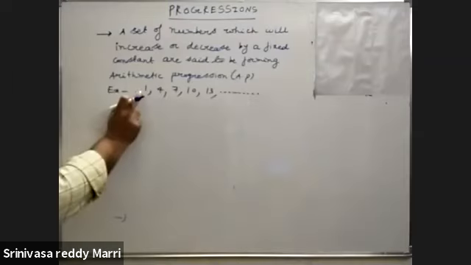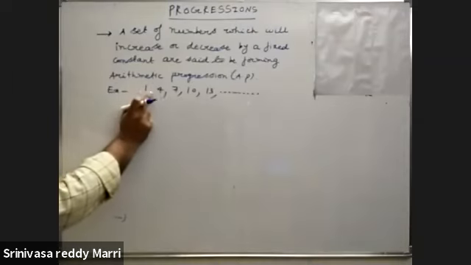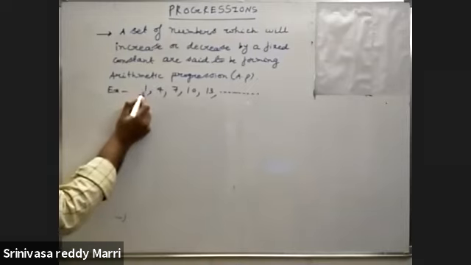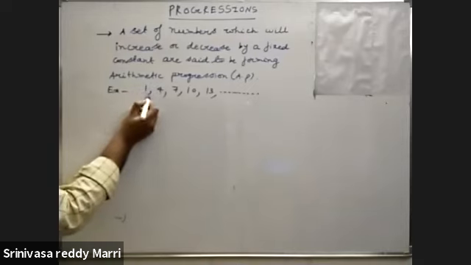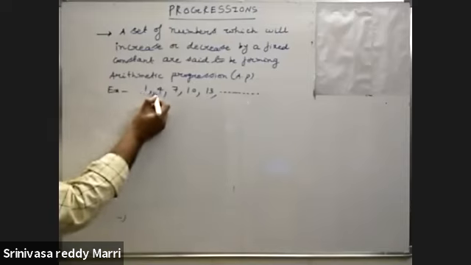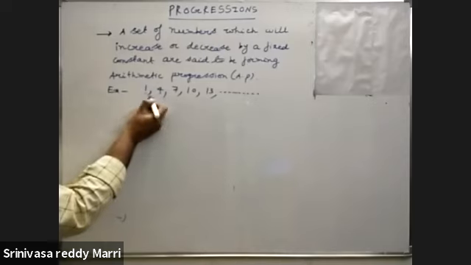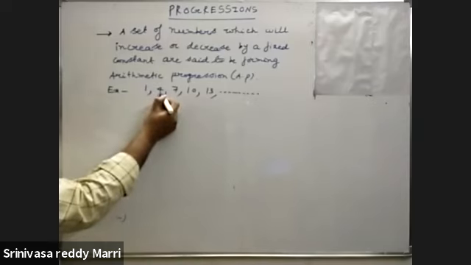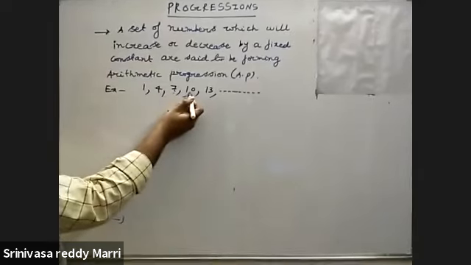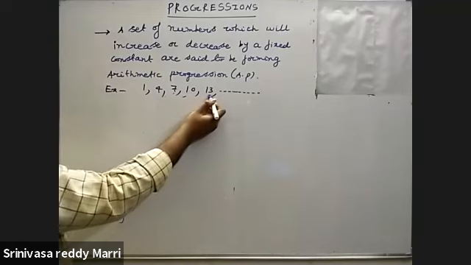Look at the first number, 1. The second term is 4. That means it is increased by 3. 1 plus 3 is nothing but 4. Next number 4, after that 7, increased by 3. Look at 7, increased by 3, 10, increased by 3, 13.